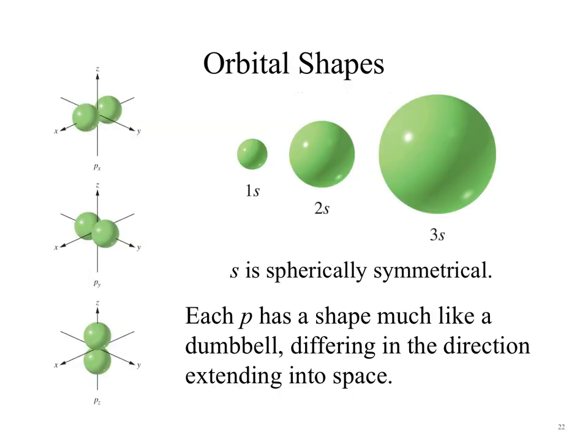So let's look at those shapes. So for example, here is the s orbital. What we see is as we increase those energy levels, the area of the s orbital gets bigger, but it's spherical.